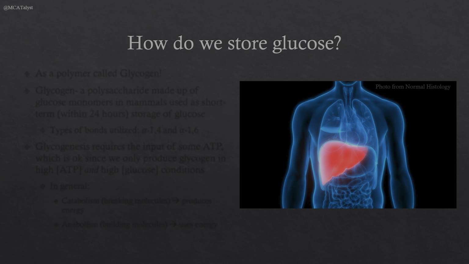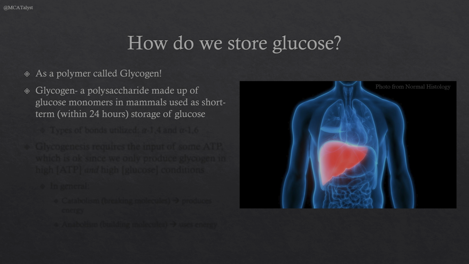So how do we store glucose, right? Of course, as I've been mentioning, it's as a polymer, specifically a polysaccharide called glycogen, within mammals at least. We're talking about mammalian metabolism. We're a little bit selfish on the MCAT in that regard. So glycogen is the molecule that we're going to be talking about.